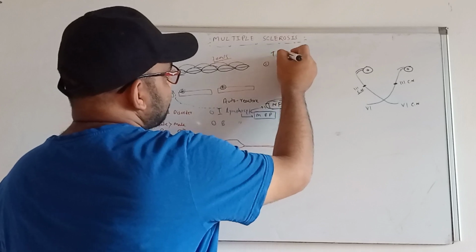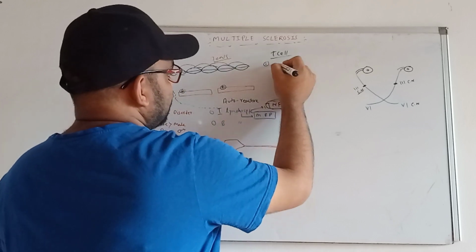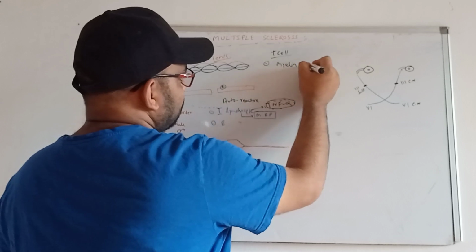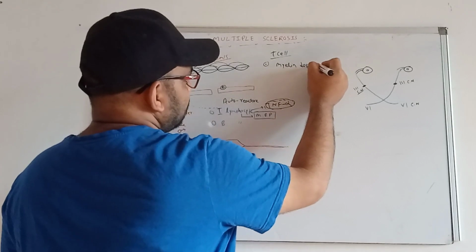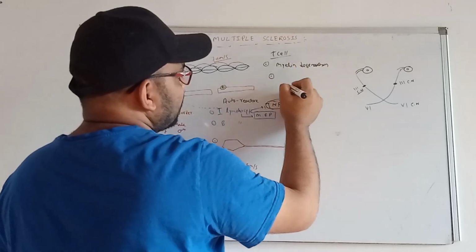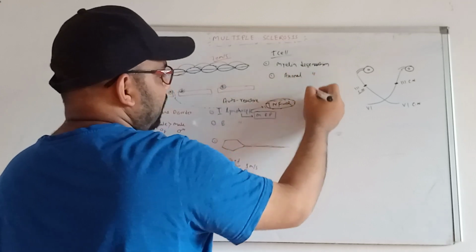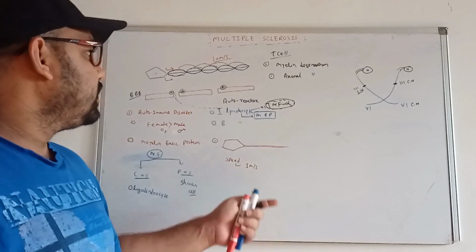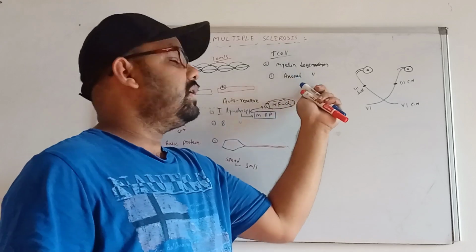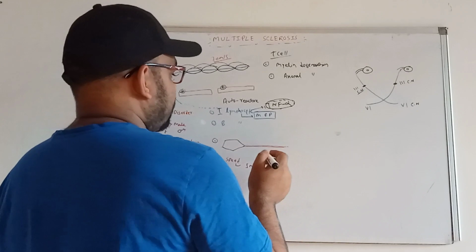That means the T cell will cause damage: first myelin degeneration, okay, and the second one we will see over here, that is axonal degeneration. So the T cells are responsible for causing damage at the level of myelin and at the level of axon, right? Okay.